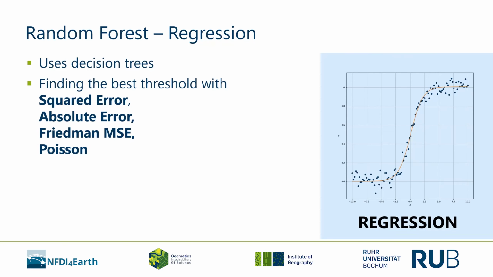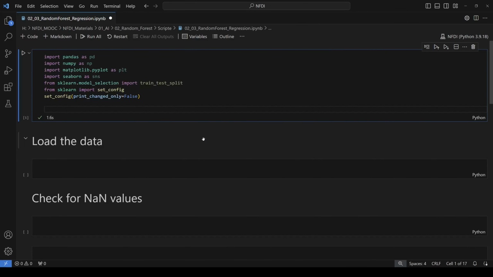It also uses decision trees, but uses different formulas to find the best thresholds for the splits. Those can be the squared or absolute error, Friedman mean squared error, or Poisson. So let us see how we can solve a regression problem using population data. I already added some imports that we have also used in the last lecture. Additionally, we will need the random forest regressor itself.